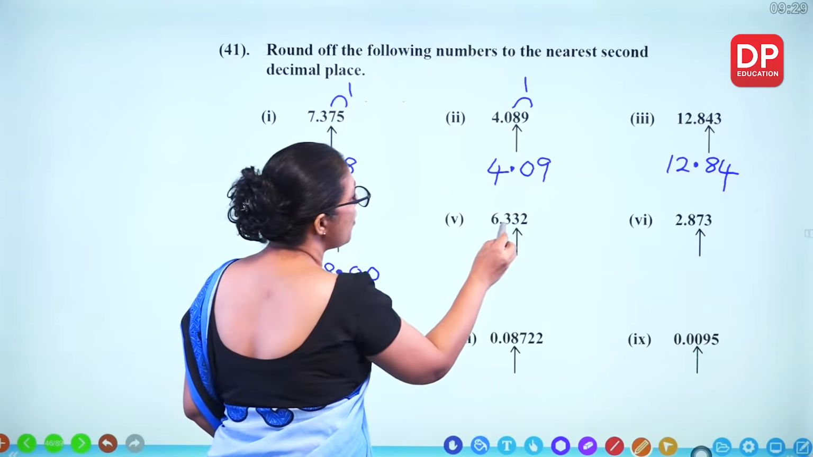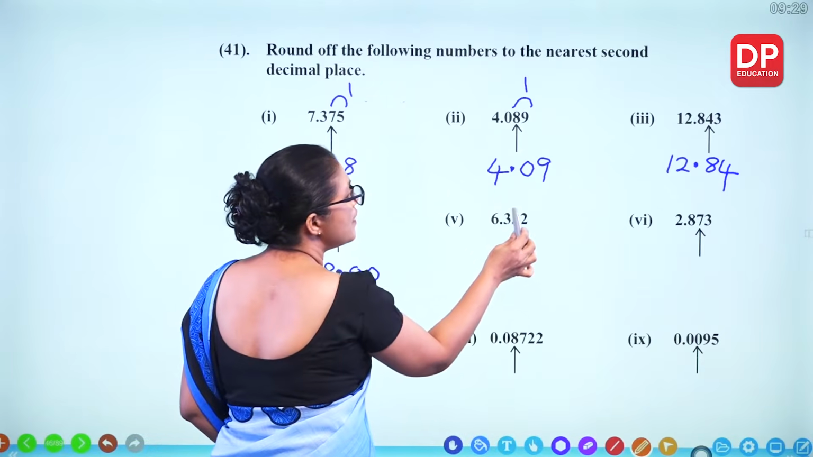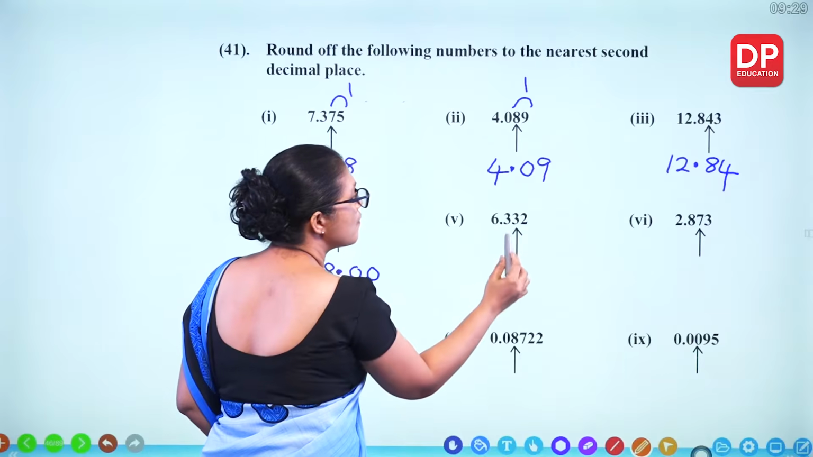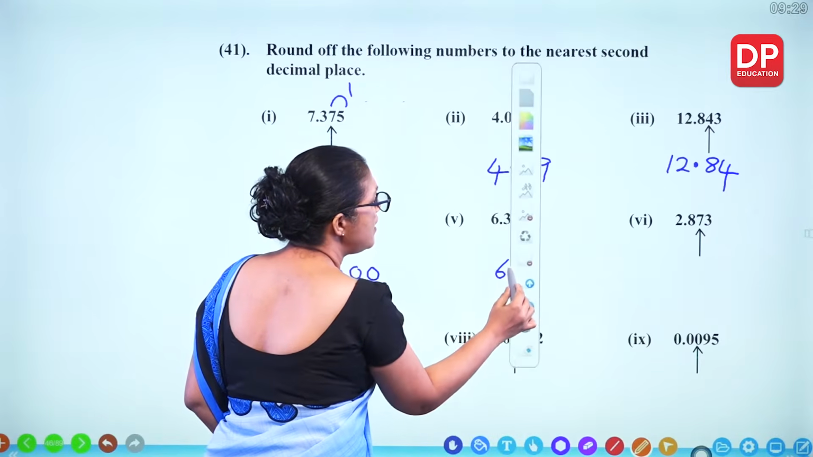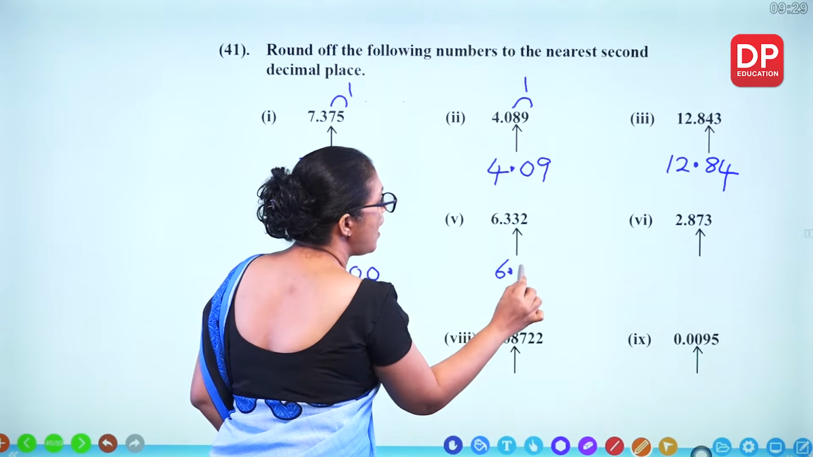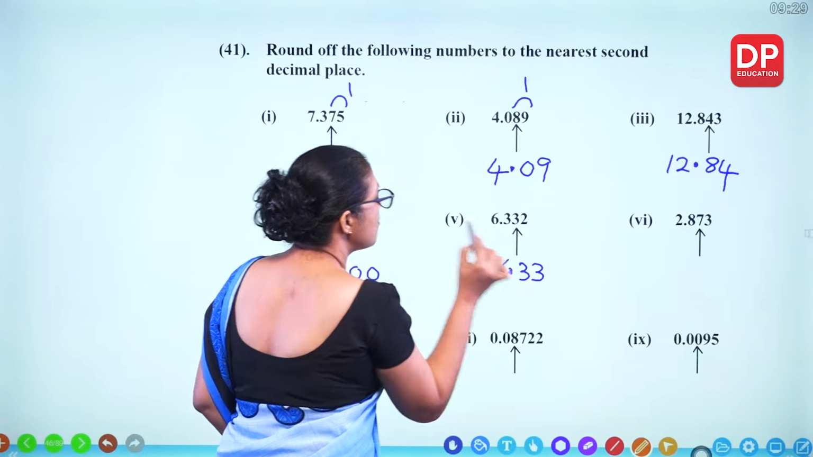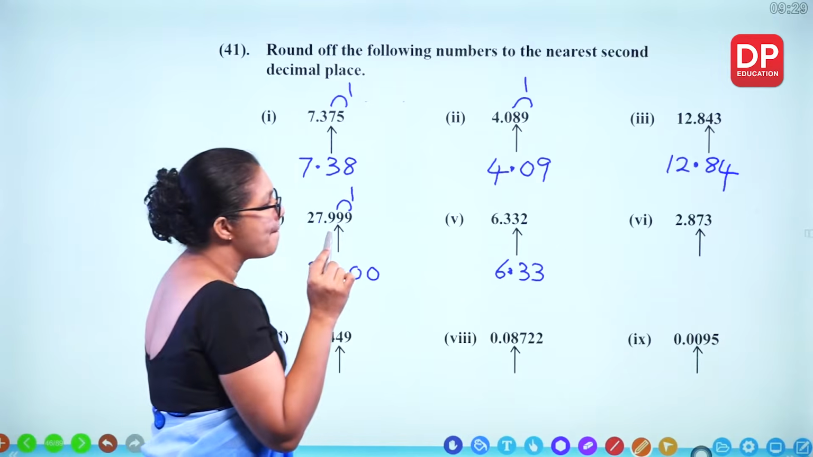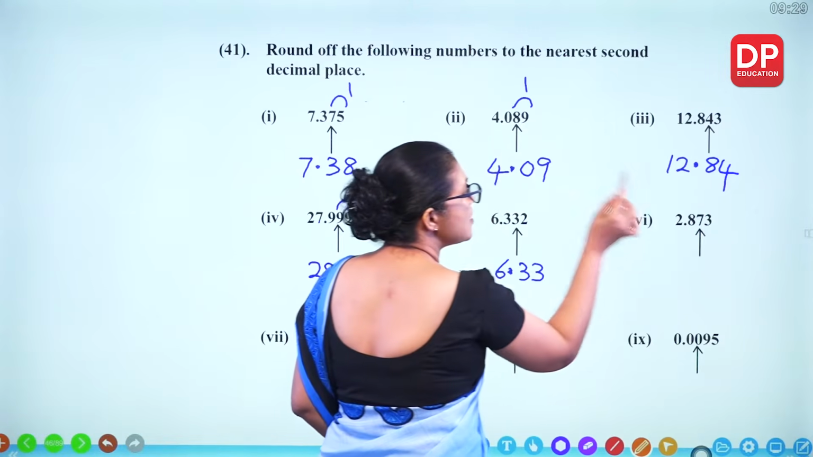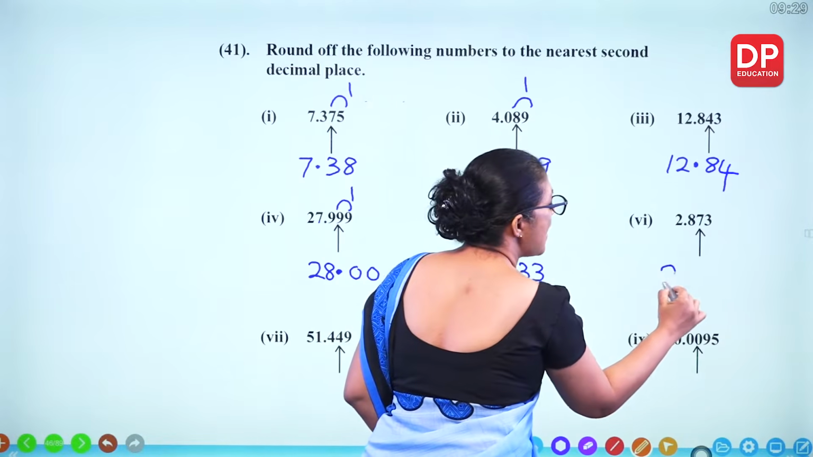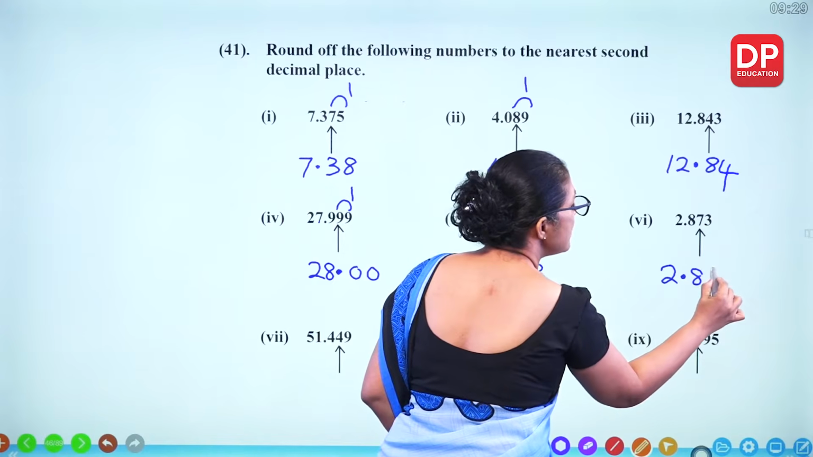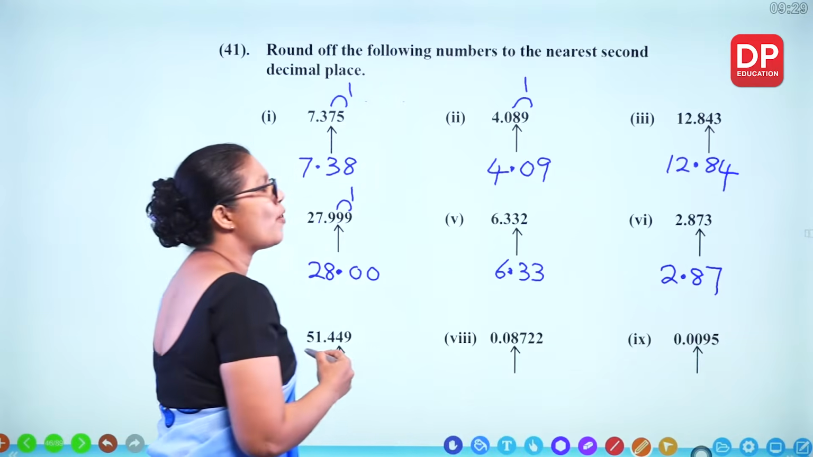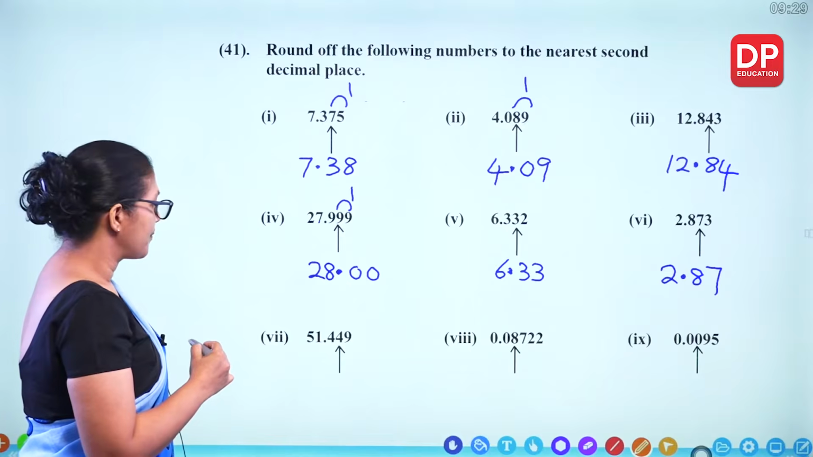This number 6.332. The next number is less than 5. Do we have to add? We don't need to add because this is less than 5. You can write 6.33. The next digit is 3. That means less than 5. You are not adding. So you can write 2.87.